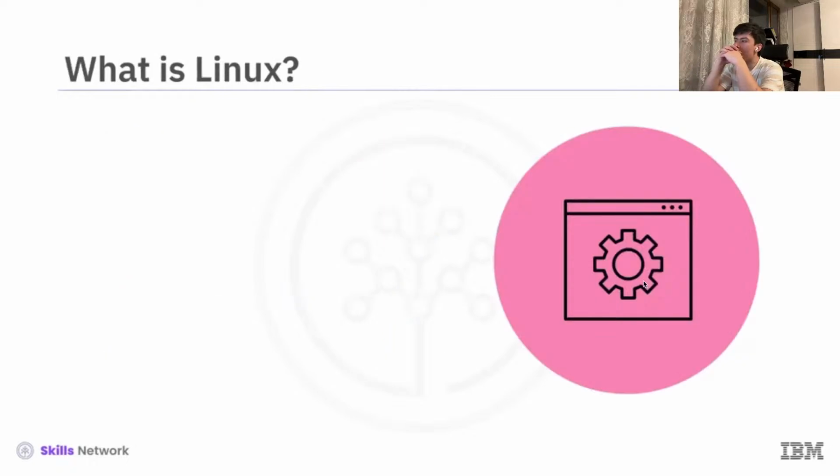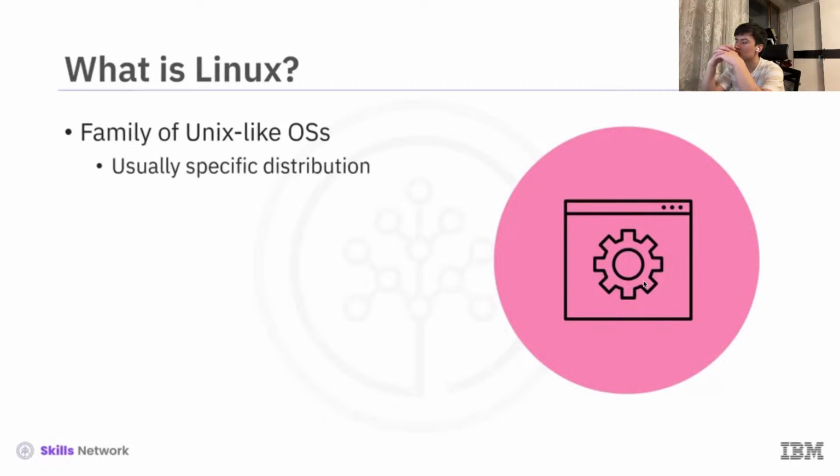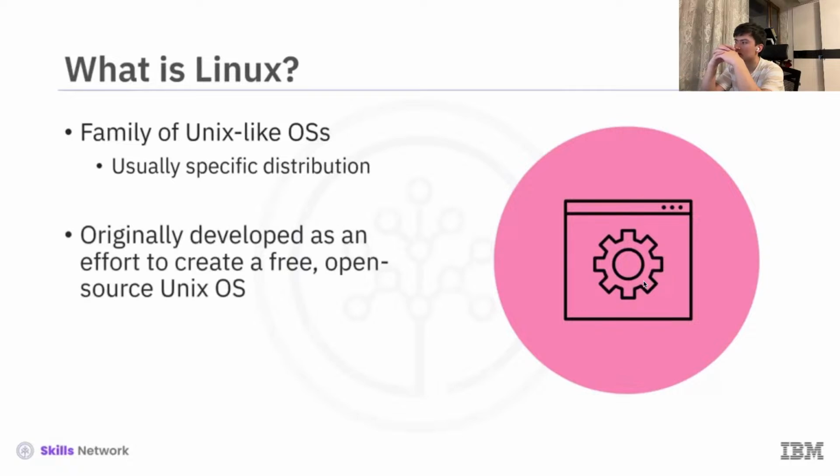So, what is Linux? Linux is a family of Unix-like operating systems. However, when referring to Linux, people are usually talking about a specific distribution or flavor. Linux was developed as an effort to create a free open-source version of the Unix OS.